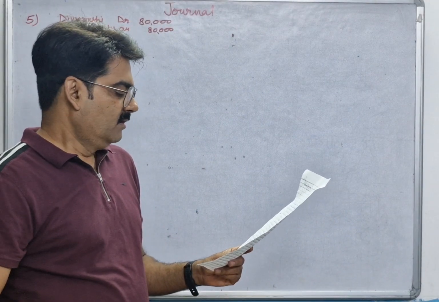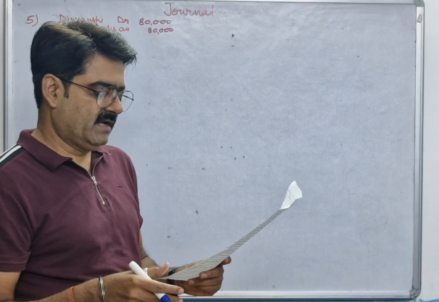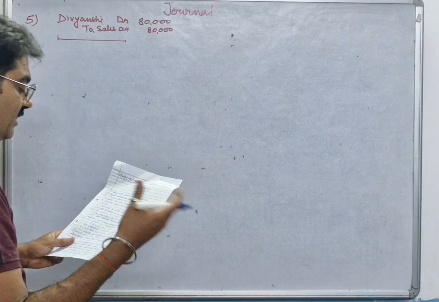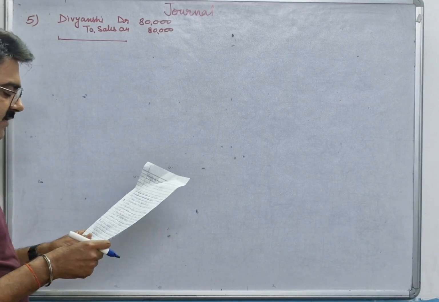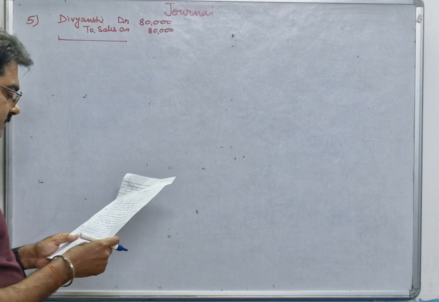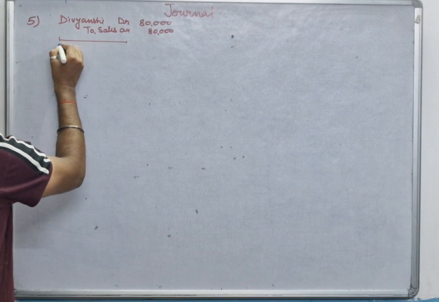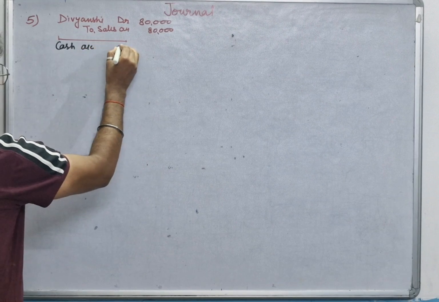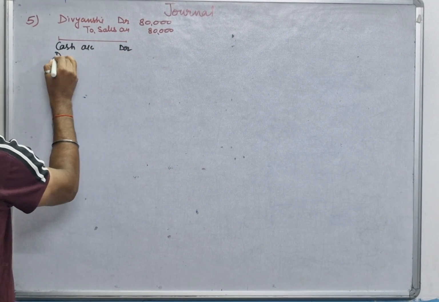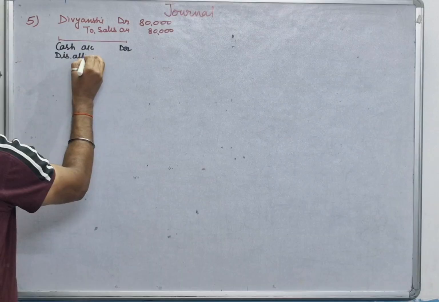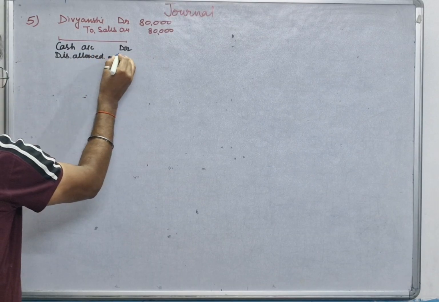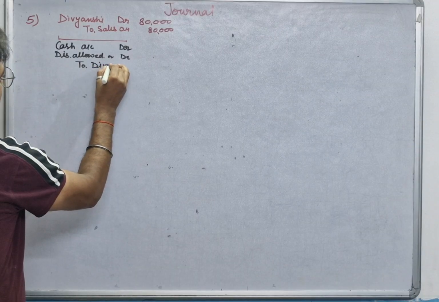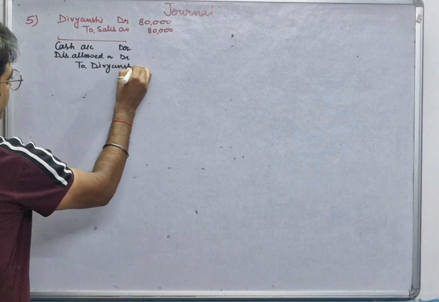Next is, if the payment is received within 10 days, 10% cash discount will be provided, and she paid half the amount on April 26. April 26 10 days के अंदर आ जा रहा है, so that means you have to provide 10% cash discount. So when we receive the amount from Divyanshi, cash account will be debited, discount allowed account debited. This is one of the expenses. Hence it will be debited, and we are receiving the amount from Divyanshi, to Divyanshi.